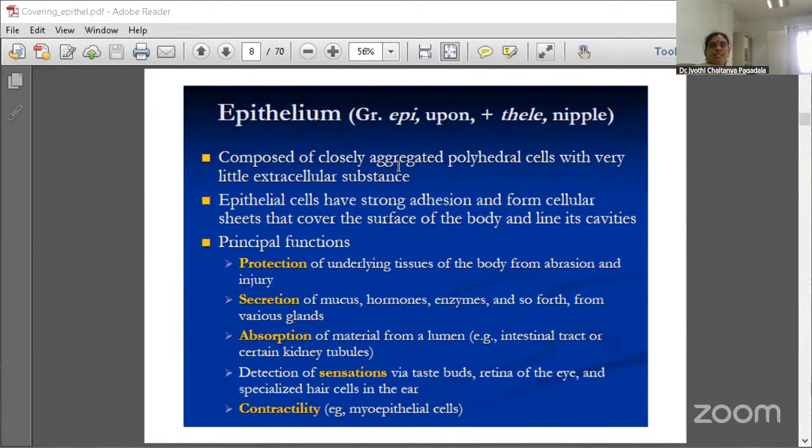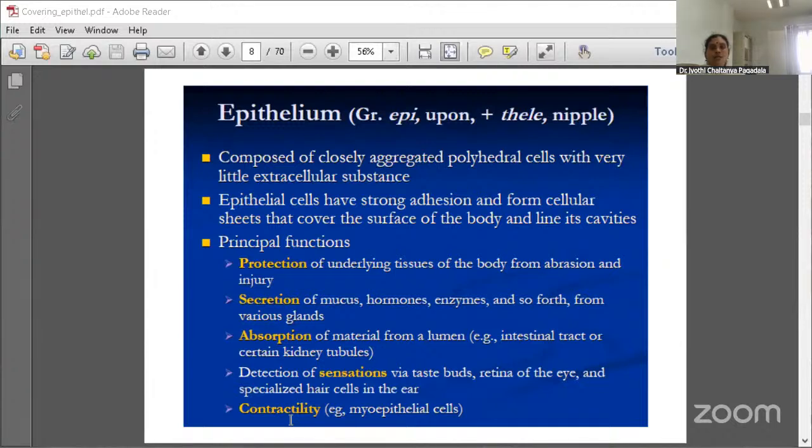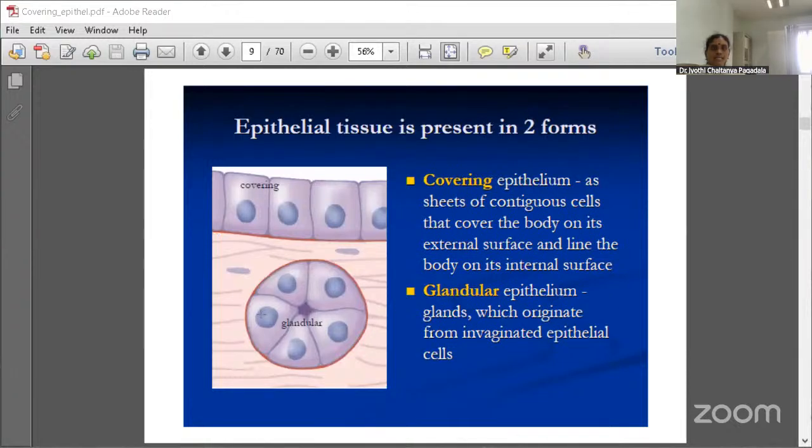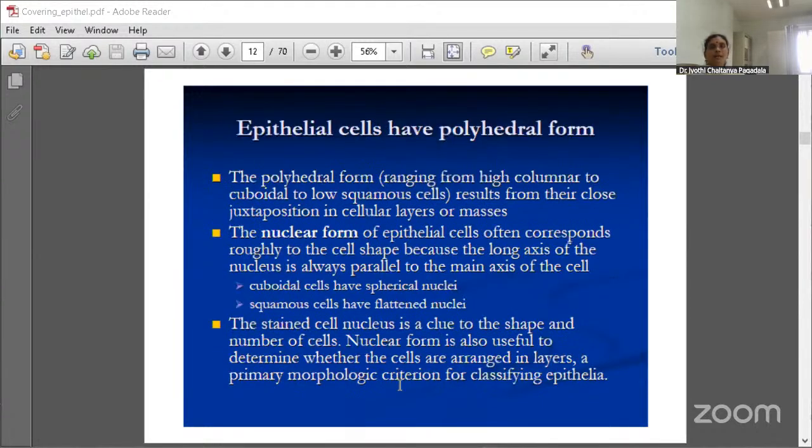We also discussed the epithelium cells. Epi means upon, thelial means nipple. Its functions are protection, secretion, absorption, sensation and contractility. We have already seen the epithelial tissue in the last presentation. The common features are a polyhedral form and polarity, and it rests on the connective tissue. It contains a basal lamina.